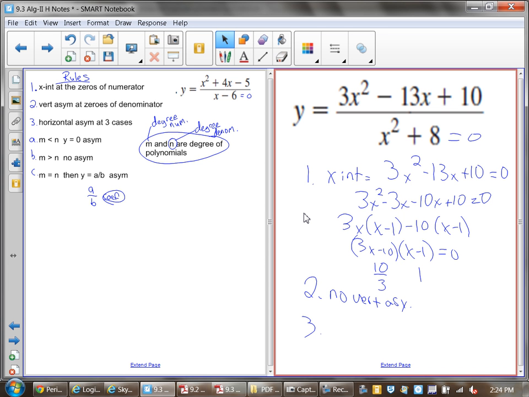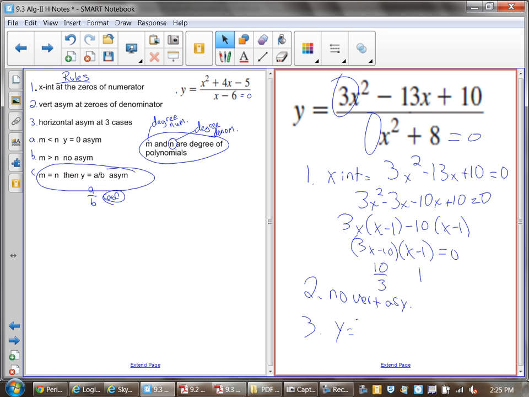What's the degree of the numerator? What's the degree of the denominator? Does 2 equal 2? Yeah. That's how you do that. In this case, since the degrees are the same, you look at the coefficients of the highest power. Just like you did yesterday with the ax plus b over cx plus d, my coefficients are 3 over 1. So my horizontal asymptote is at 3.